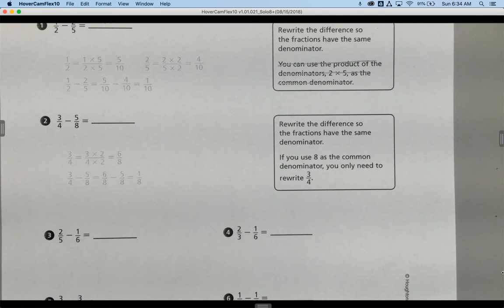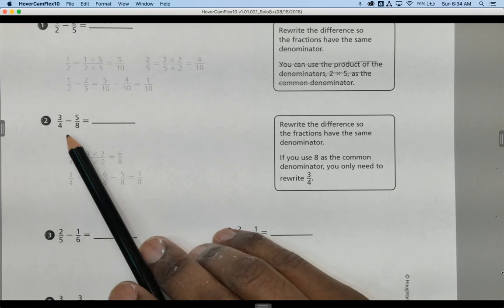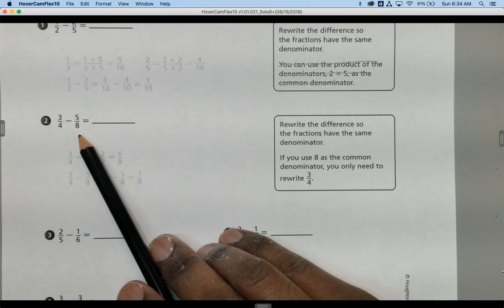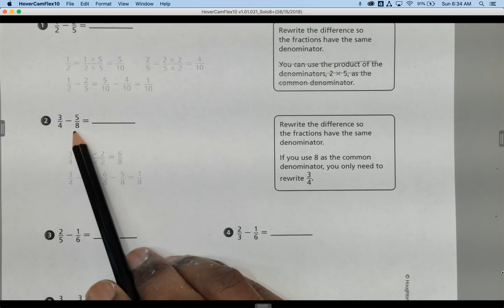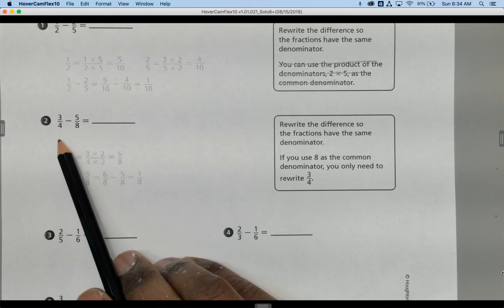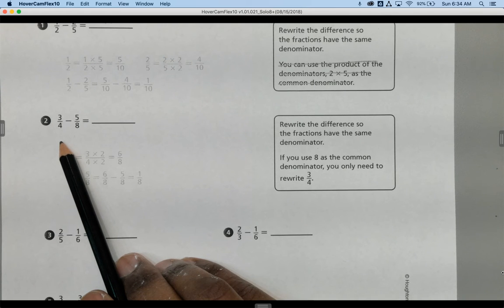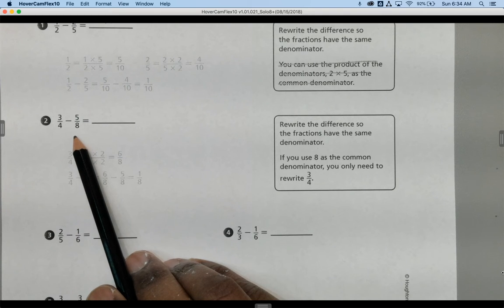Number 2. 3/4 minus 5/8. Here, the two denominators are the 4 and the 8. Will the larger denominator work? Is 8 a multiple of 4? It is. Ding, ding, ding, ding. That means that 5/8 can stay the way it is because it already has 8 as its denominator. We need to rewrite 3/4.